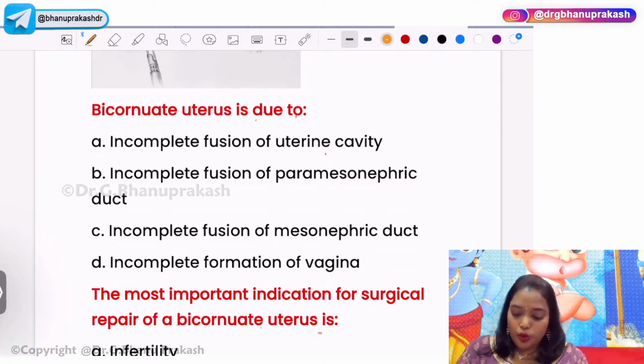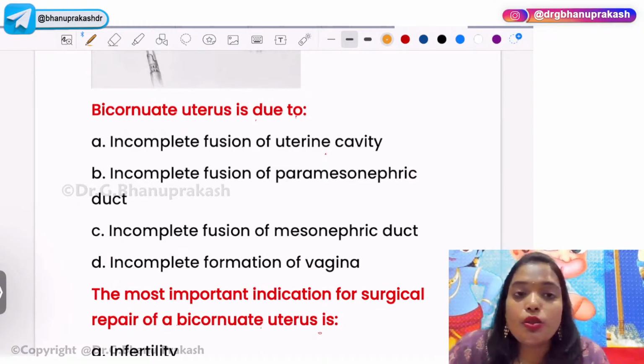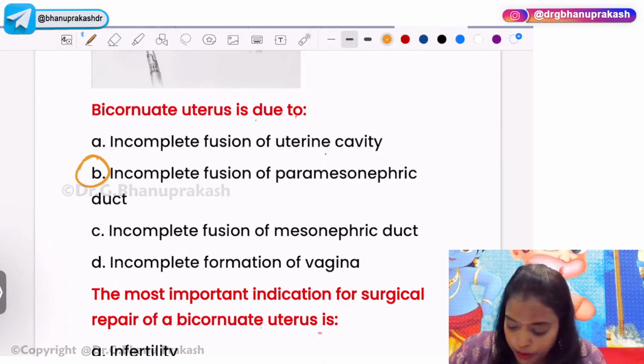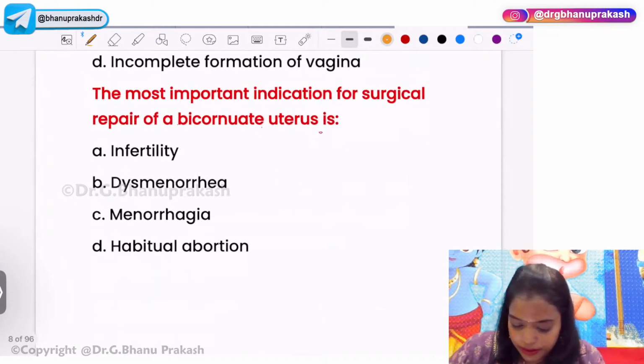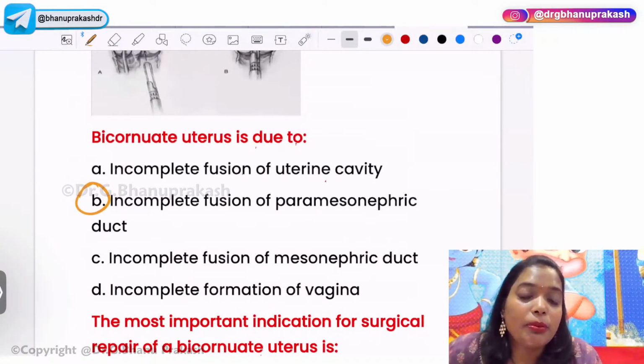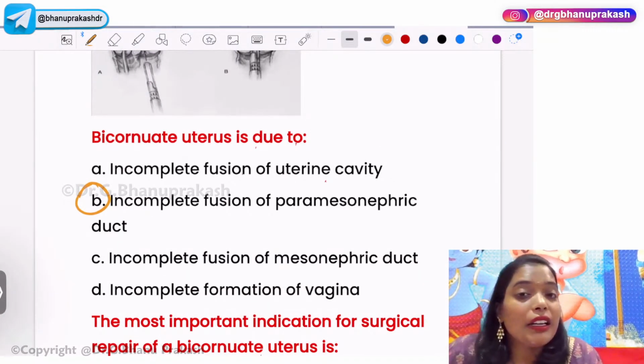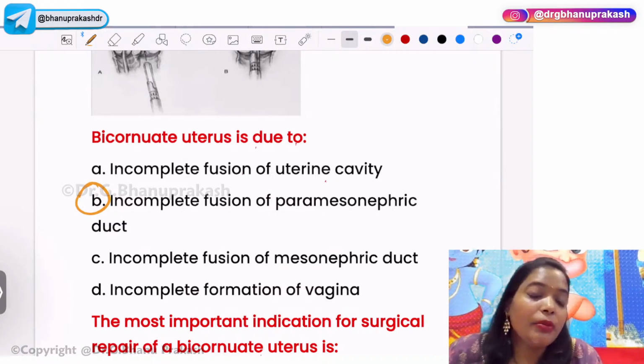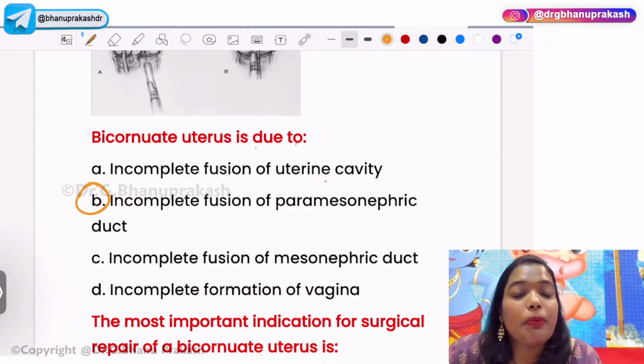Bicornuate uterus is due to incomplete fusion of uterine cavity, incomplete fusion of paramesonephric duct, incomplete fusion of mesonephric duct, or incomplete formation of vagina. It is due to incomplete fusion of the Mullerian duct. The other name for Mullerian duct is paramesonephric duct. So it is due to incomplete fusion of the paramesonephric duct. It is not due to uterine cavity incomplete fusion.